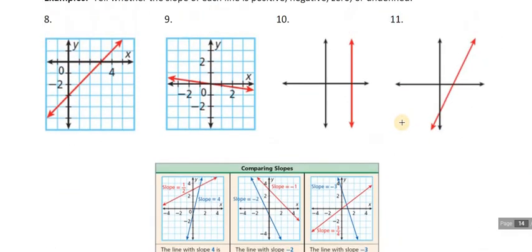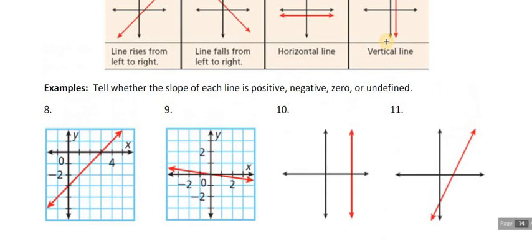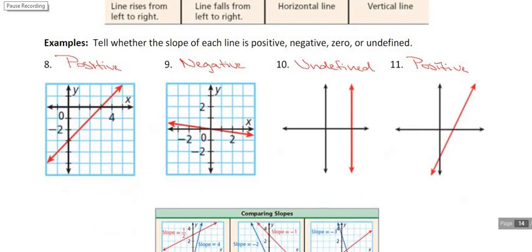All right, so we've got a couple problems here, 8, 9, 10, and 11, that are just simply asking whether the slope is positive, negative, 0, or undefined. Okay, so you can use the piece of information just above in order to help you. But I would like you to simply identify whether the slopes are positive, negative, 0, or undefined of these 4 graphs. Hopefully you got positive, negative, undefined, and positive. Okay, so 10 was undefined because it's a vertical line.